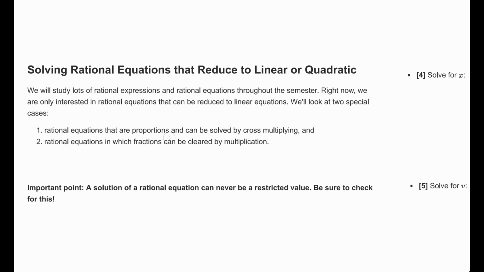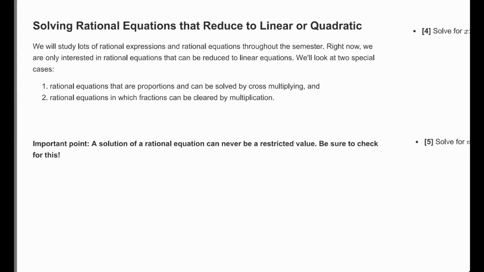We're not really going to do cross-multiplying so much because it kind of confuses people sometimes. So we're actually going to show you a little shortcut, a better way of doing it rather than cross-multiplying. And then we're also going to look at rational equations in which fractions can be cleared by multiplication. That's primarily the way we're going to do it, that second one.